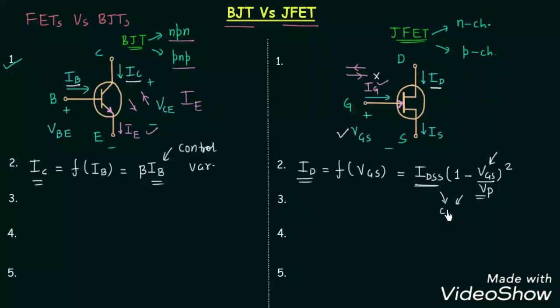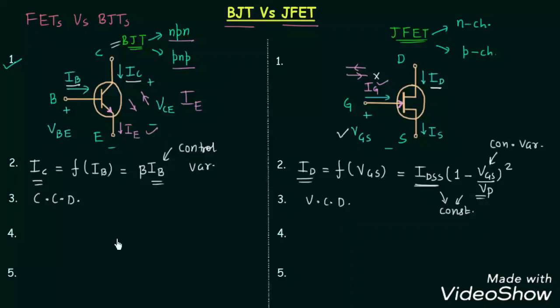IDSS and VP are constant, so VGS is the control variable. Because of this reason we call BJT a current controlled device, because the output current is controlled by the input current. On the other hand, we will call JFET a voltage controlled device.